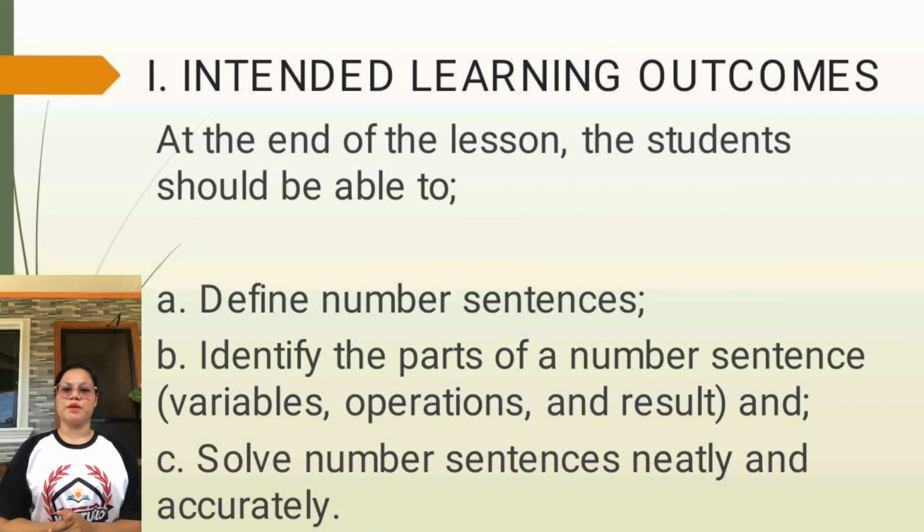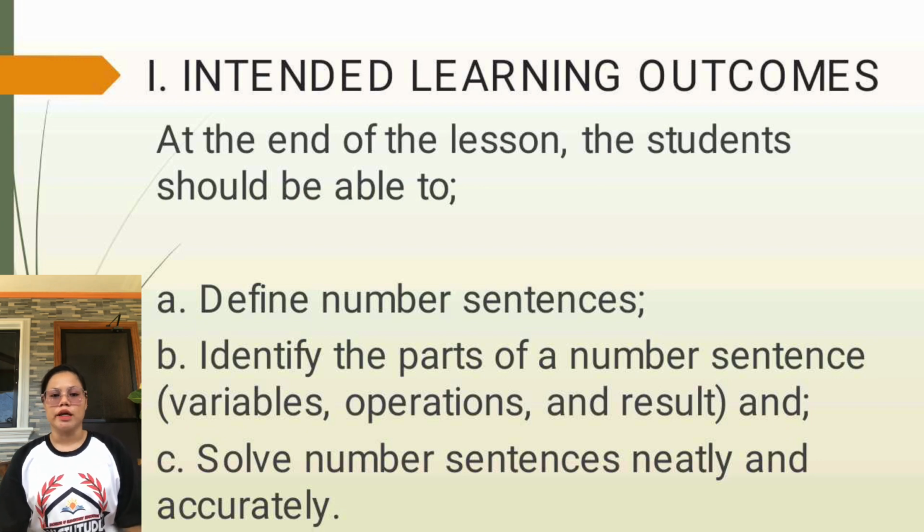Now this could be my intended learning outcomes. At the end of the lesson, the students should be able to define number sentences and identify the parts of a number sentence, which are the variables, operations, and result, and solve number sentences neatly and accurately.